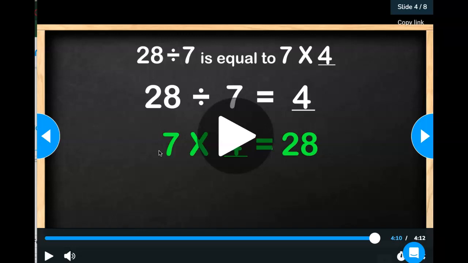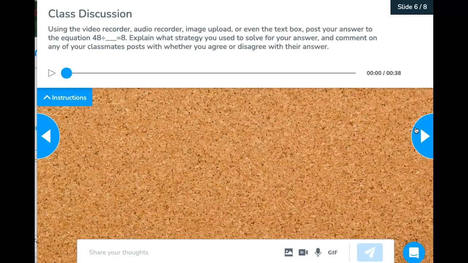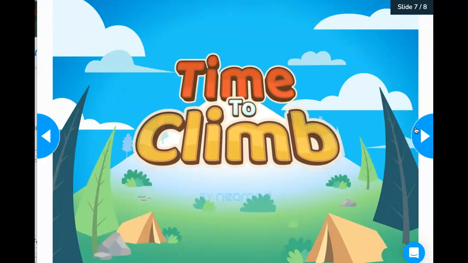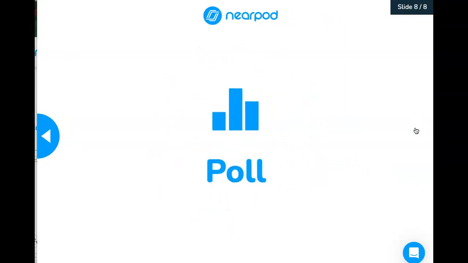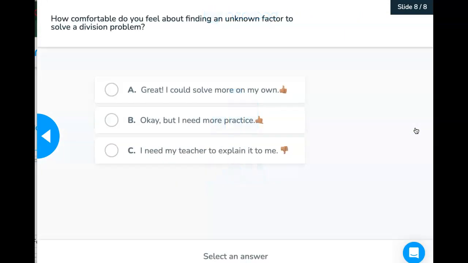I concluded the lesson by having the students play a Time to Climb game in place of a formal assessment. And after that was completed, I attached a poll for students to give feedback on their understanding of the content. This feedback allows me as a teacher to properly plan some next steps and gauge future activities off of it if my students have a good understanding of this content.